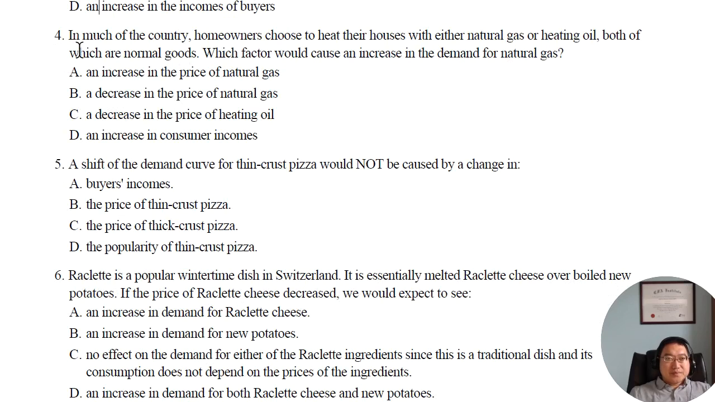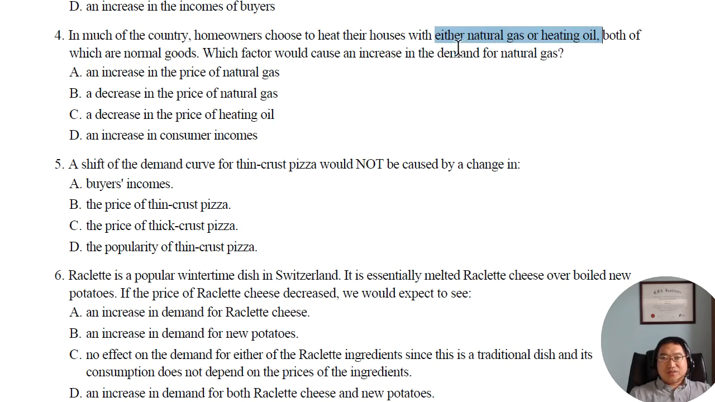Question 4. In much of the country, homeowners choose to heat their houses with either natural gas or heating oil, both of which are normal goods. Which factor would cause an increase in the demand for natural gas? Now, this question is about substitutes.